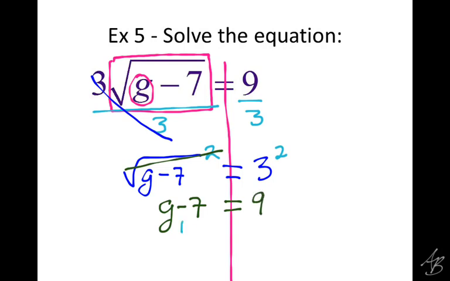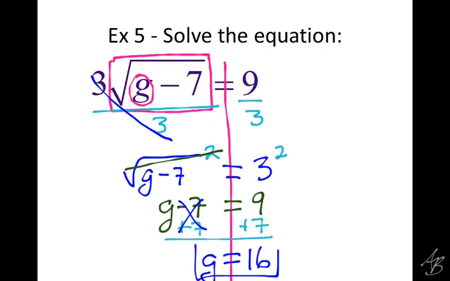And then add 7 to both sides. The 7's cancel on the left, leaving g equals 16.